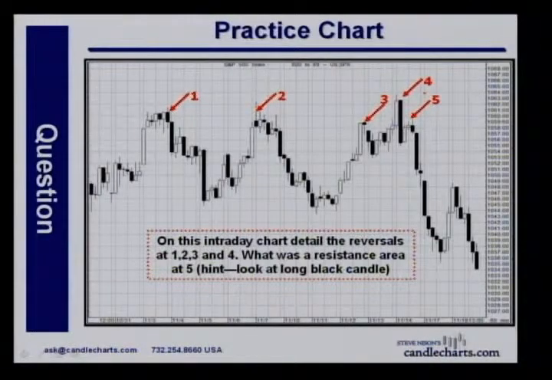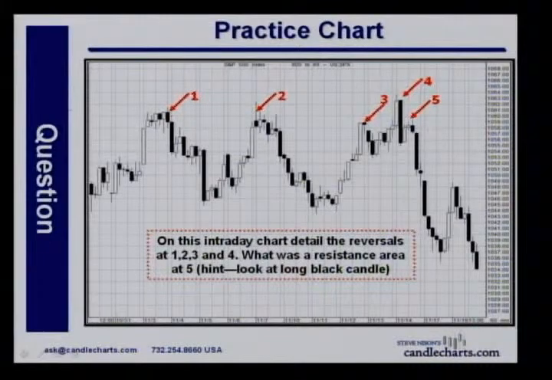Okay, and this will be our last one. What are the reversal signals, and how would we trade with them? Let's go through this carefully. So 1, 2. Reversal signal here at 1, obviously a bearish engulfing pattern. Now, would we be selling short on this bearish engulfing pattern?